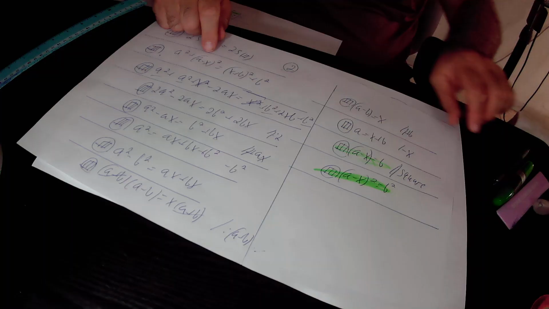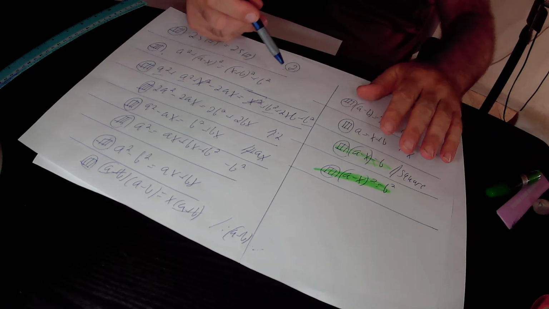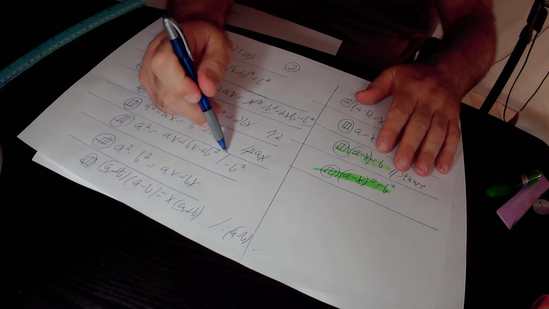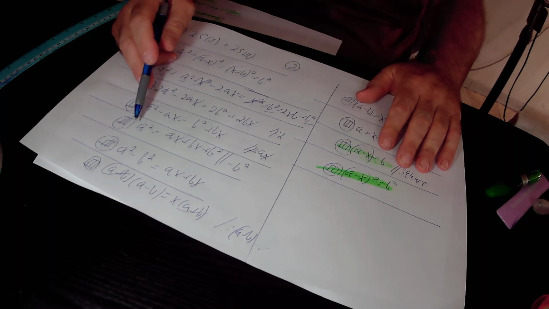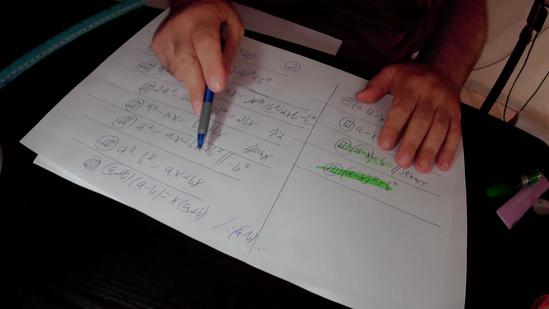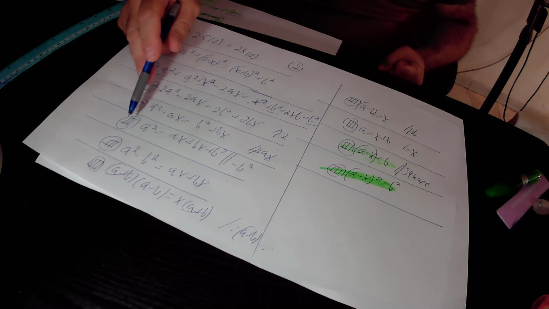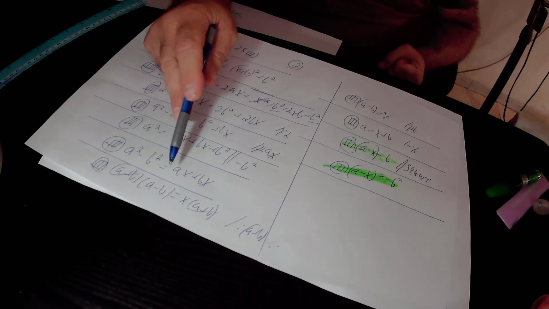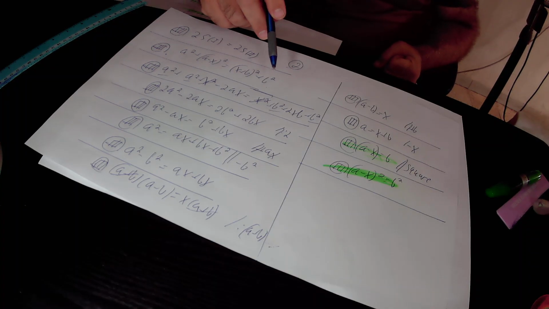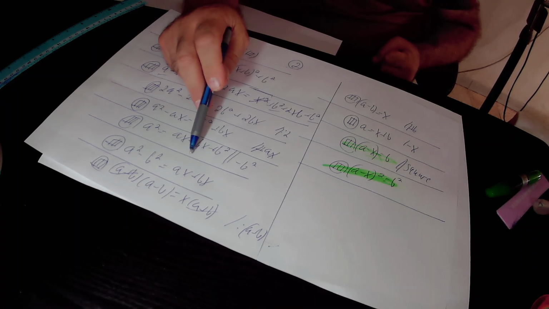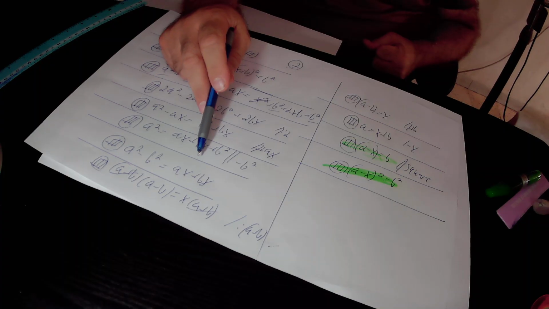Here we subtracted b squared from this equation 3, and finally found out that a squared minus b squared equals ax plus bx. We have the famous identity that says a squared minus b squared equals a plus b times a minus b. Here we have ax plus bx, and we took out x as a common factor from those two expressions.